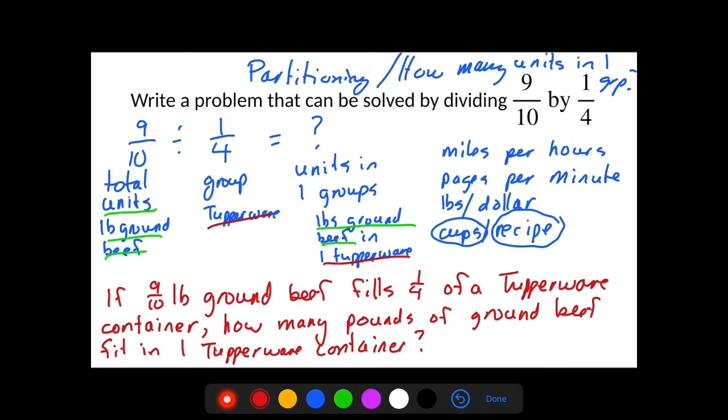It occurs to me that maybe not everyone knows what Tupperware is. I'm dating myself from the days of Tupperware parties. They're just storage containers that you can put in your refrigerator.